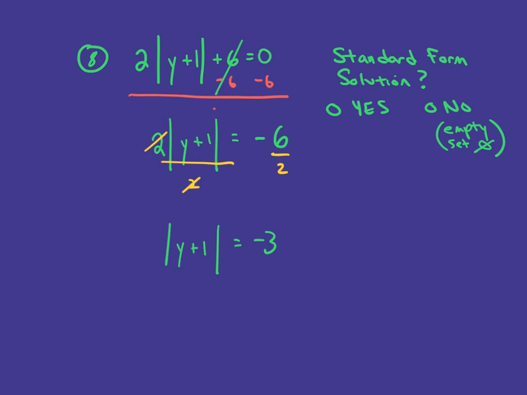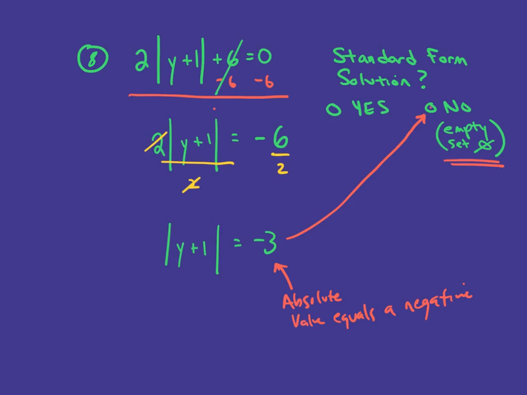Okay, so anytime you've got an absolute value equal to a negative number, then we'll just click no. Empty set, no solution.